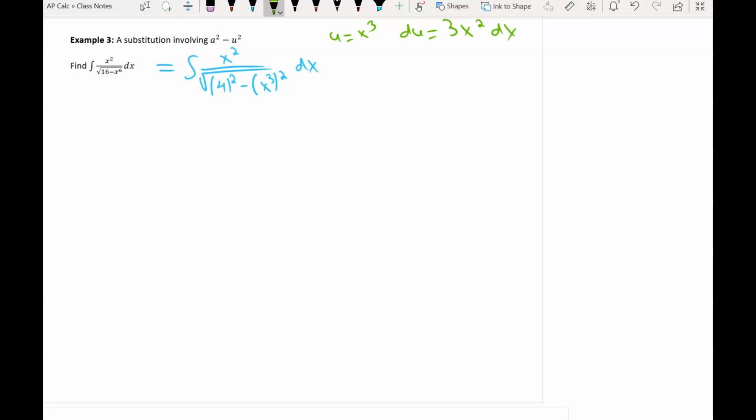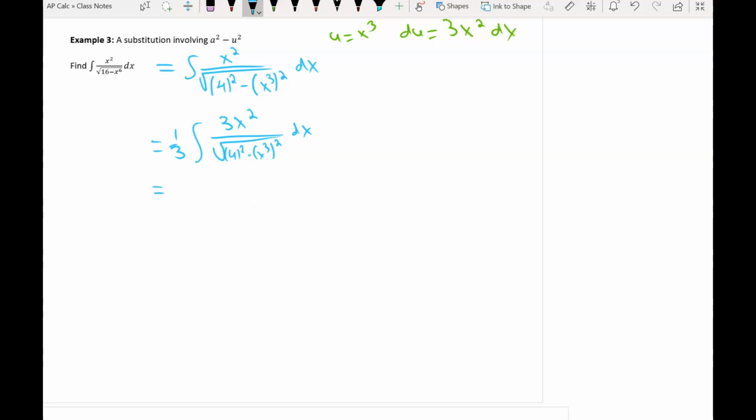We want it to be 3x squared, which means we can rewrite this as 3x squared times dx over the square root of 4 squared minus x to the third squared. And we have to keep this the same as the original integral, which means we need 1/3 out front. Now we have an equivalent statement, and we have something that's going to give us the form of this trig integral.